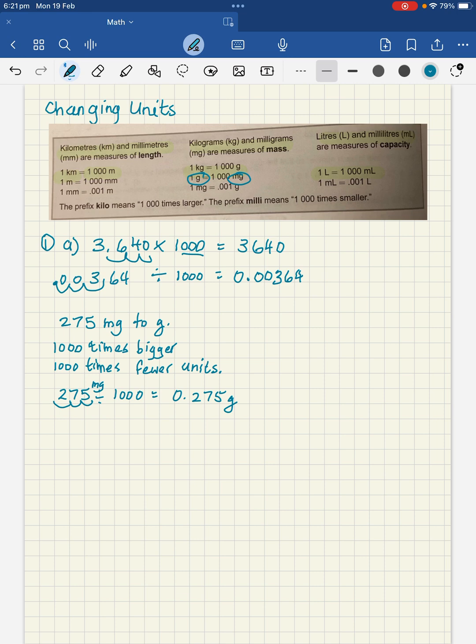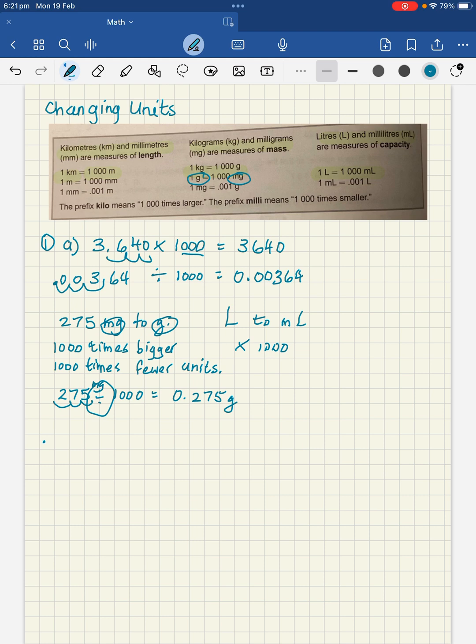You're changing the units. Just be careful. If you're going from a smaller to a larger measurement, you're going to be dividing. And if you're going from a larger unit, for instance, if you were going from liters to milliliters, you're going to times by 1,000. Okay? So I'll let you do that for question 2.